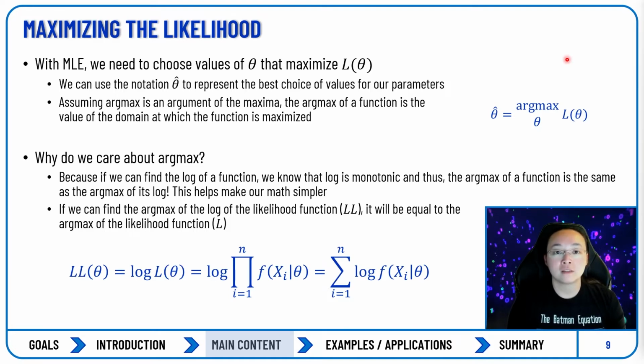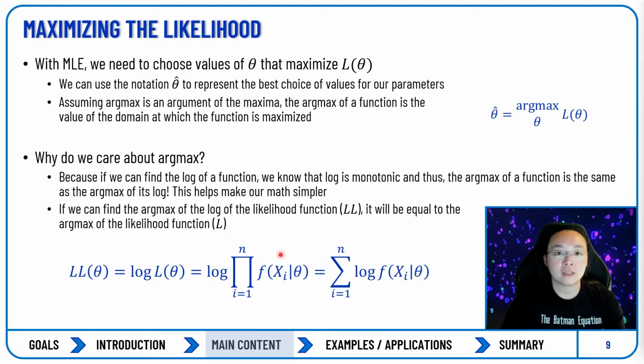Because if we can find the log of a function, then we know that the log is a monotonic function. It means that whatever method we apply to find the maximum of a log will also be applicable to find the maximum of the likelihood function directly. So that means the argmax of the log of the likelihood function is the same as the argmax of the likelihood function. That makes our math a lot simpler because we can log the likelihood function and go through several steps to find the maximum likelihood parameters.